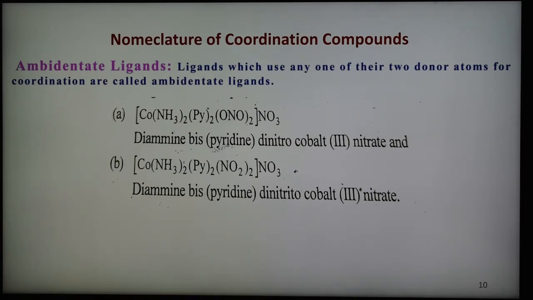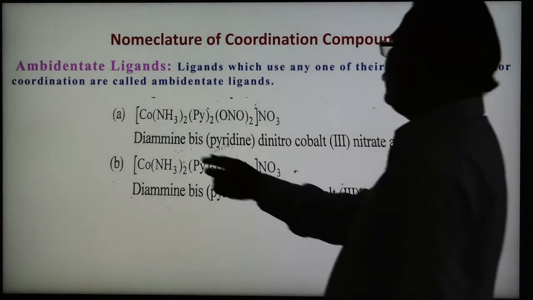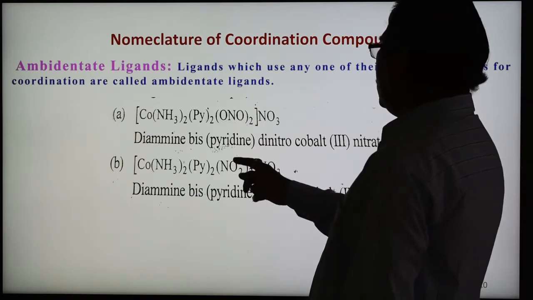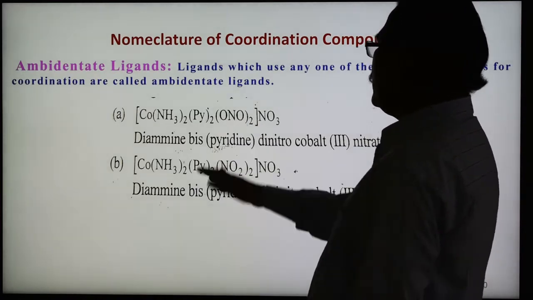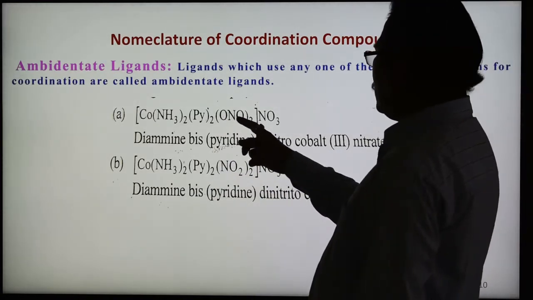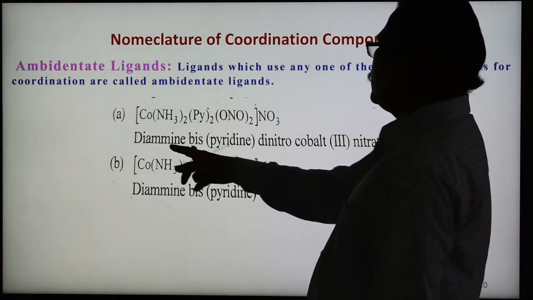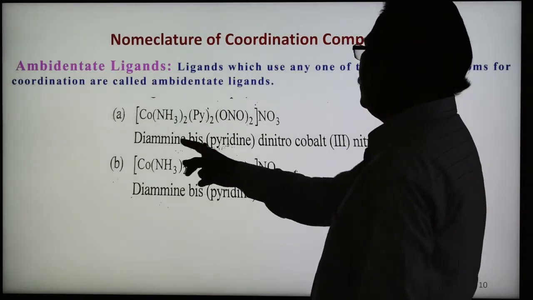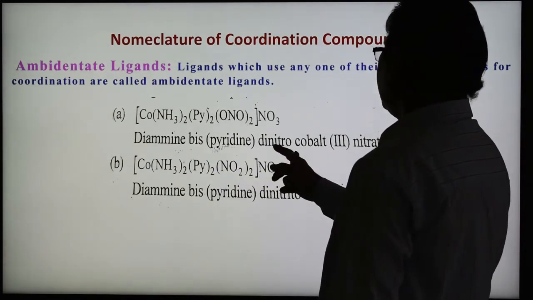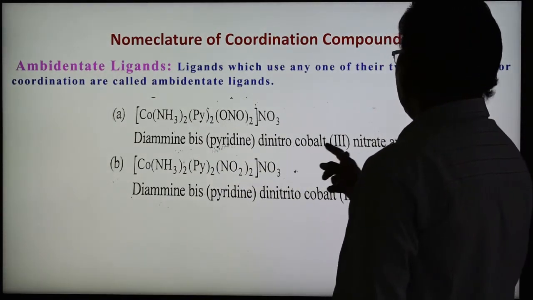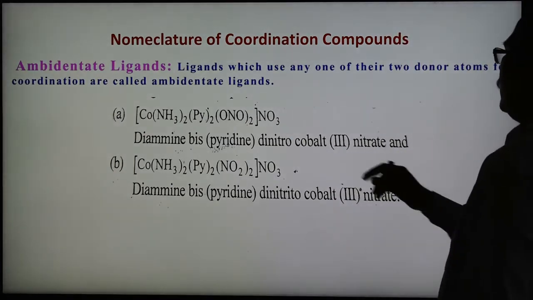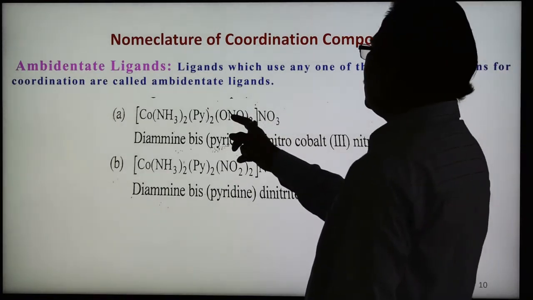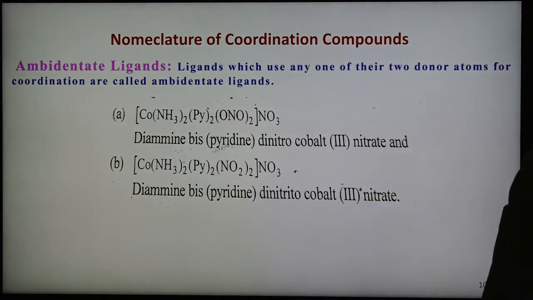Some examples. Now here an example is given. This is the complex. Here ONO, and here NO2. Both are the same, but the ligands are different: ONO is nitroso, and this is nitro. So the name can be written as diamine bis pyridine dinitro cobalt 3 nitrate. This is nitrate and this is nitro. Here this is nitro, but the bonding takes place through oxygen.